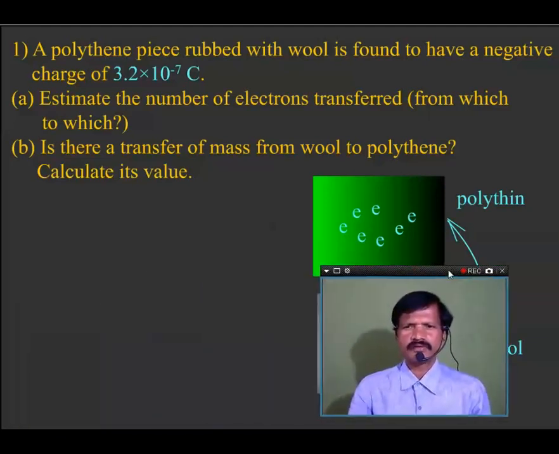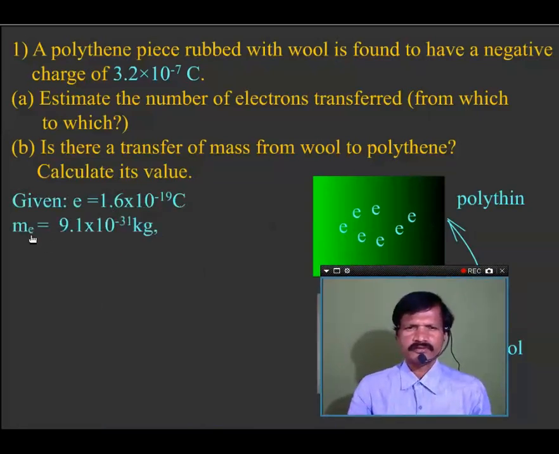So we know the formula. Before that, the given charge on the electron is 1.6 into 10 to the power of minus 19 coulomb. Mass of the electron is 9.1 into 10 to the power of minus 31 kg. These data will be given in the problem or they will be there in your mathematical tables provided in the exam hall. Charge is given here, 3.2 into 10 to the power of minus 7 coulomb. What is the formula to calculate the number of electrons? Here the amount of charge is given, the charge on the electron is there, and we have to find the number of charges needed to make 3.2 into 10 to the power of minus 7 coulomb.